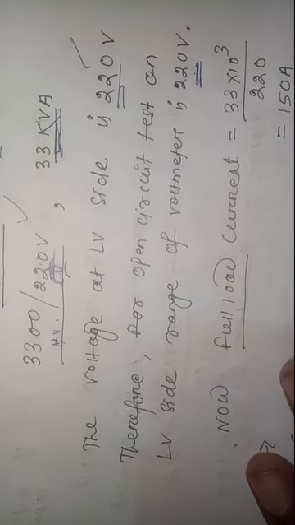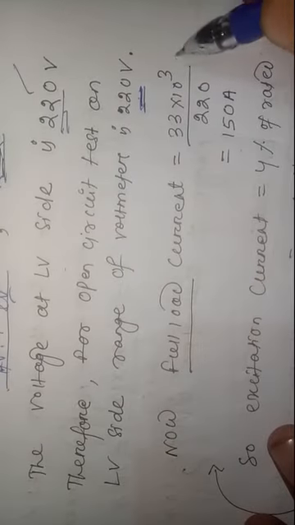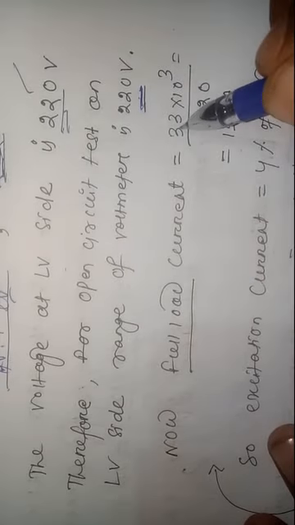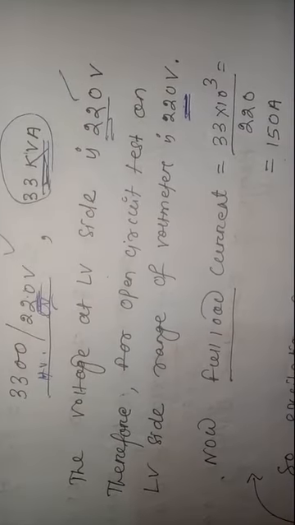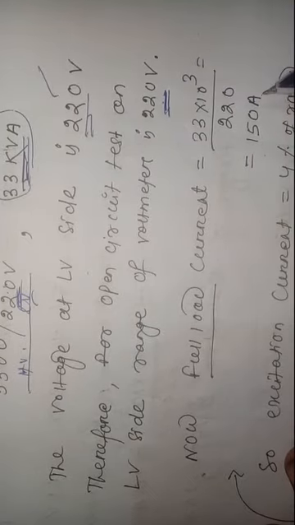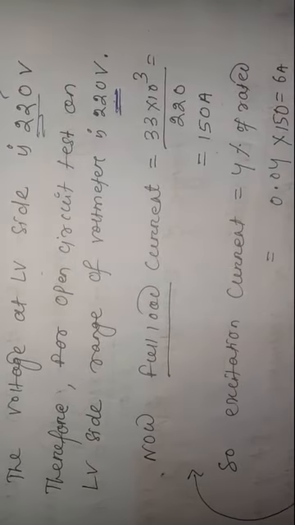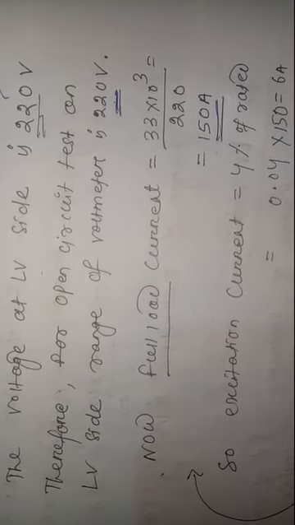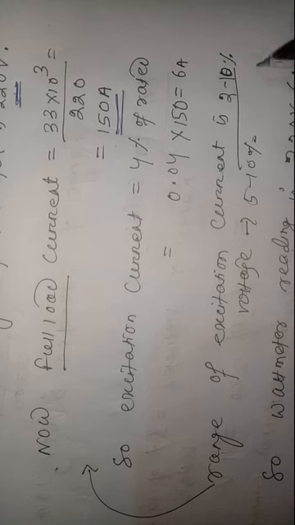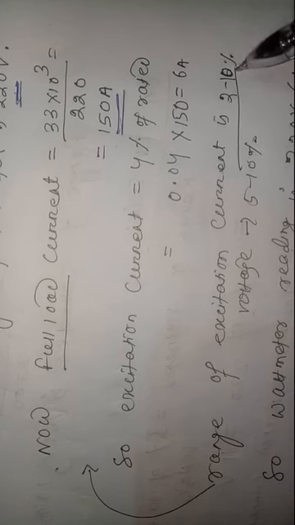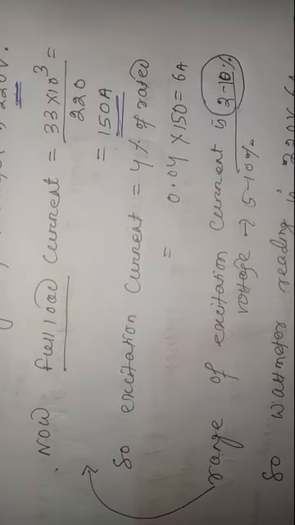Now the full load current will be 33 into 10 to the power 3 divided by 220, because the power rating is 33 kVA. This is equal to 150 ampere. The range of exciting current, that means the no load current, is generally 2 to 10%.